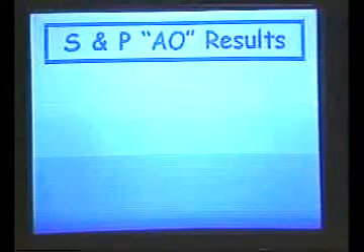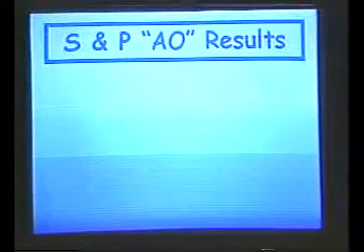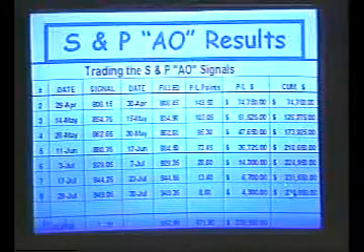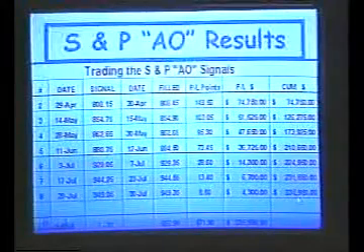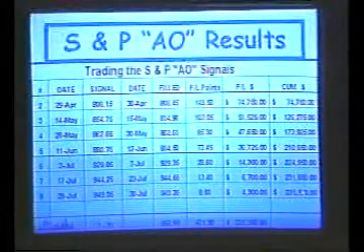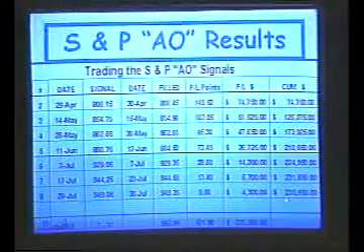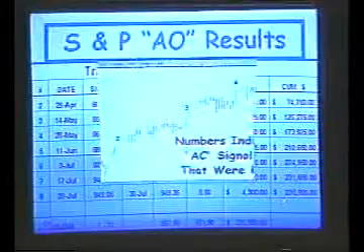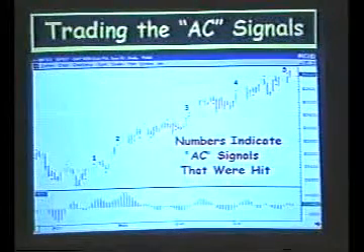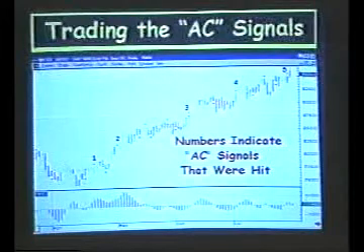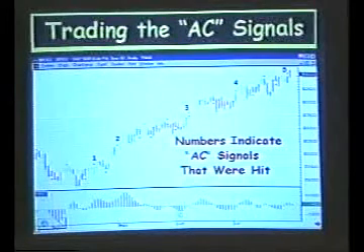Here's the result of taking the awesome oscillator signals. And remember that there were 8 of those, and the total profit on that was $235,000, almost $236,000, just taking the AO signals. Now let's look at another one of the 5 dimensions. This is the AC signals, and down here on the histogram chart is a chart of the AC signals.